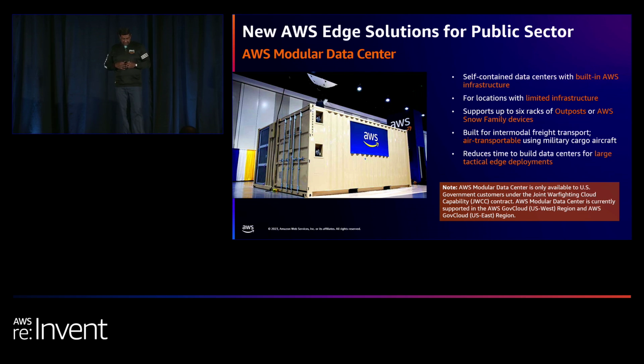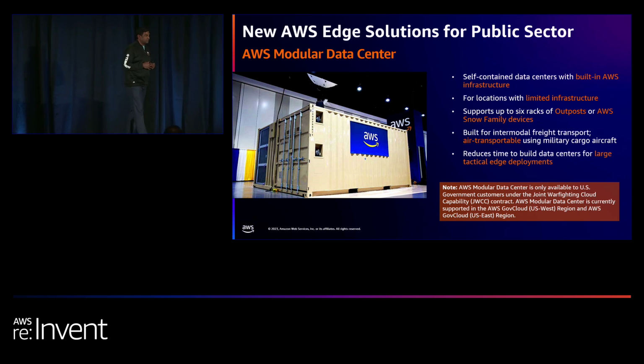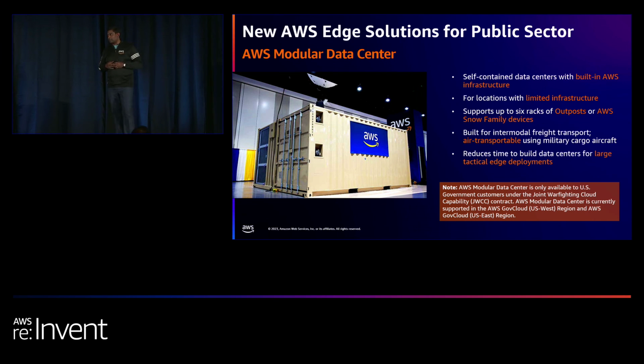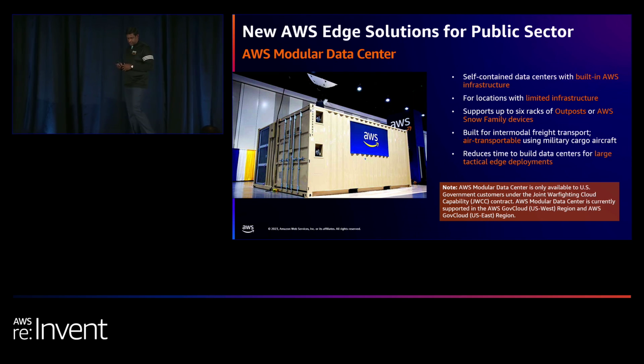And the MDC itself is easy to transport. It comes as 2 modules of 20-foot containers, so you can move it on a trailer truck, on a military transport aircraft, or on a Navy ship to bring it to the edge location.